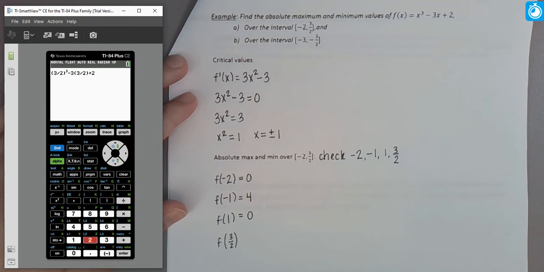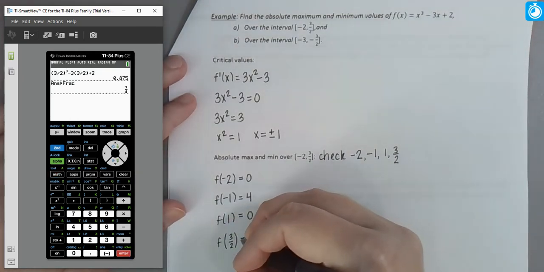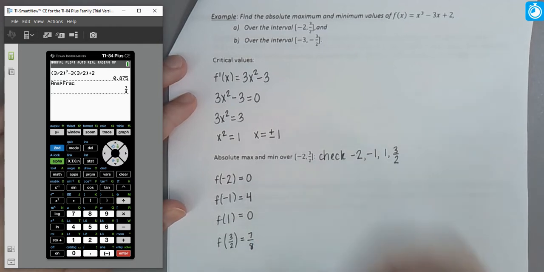Let's double check that I typed everything correctly. 3 halves cubed minus 3 times 3 halves plus 2. Now notice we get the same value, but here we can use math and arrow frac to convert that to a fraction. And that's going to give us the fractional value 7/8.